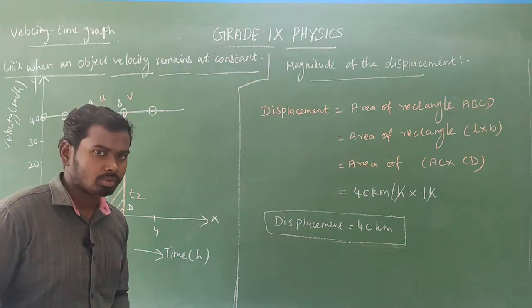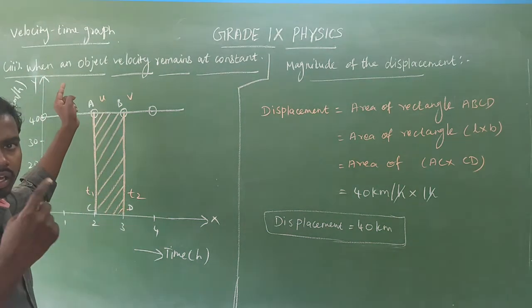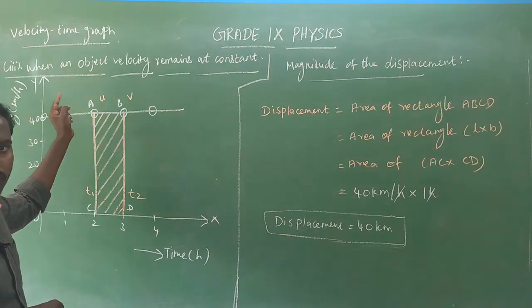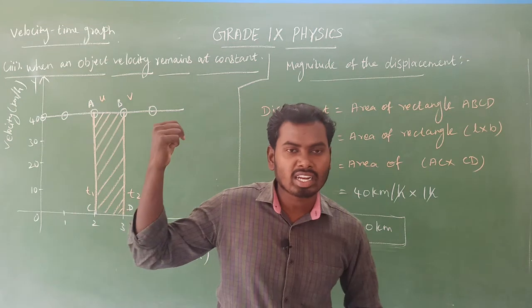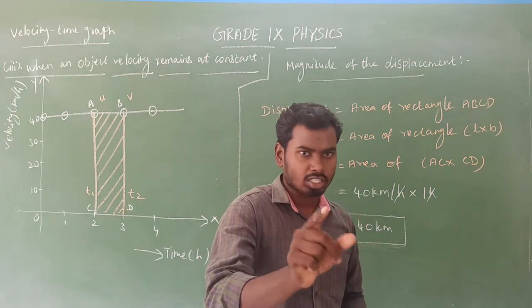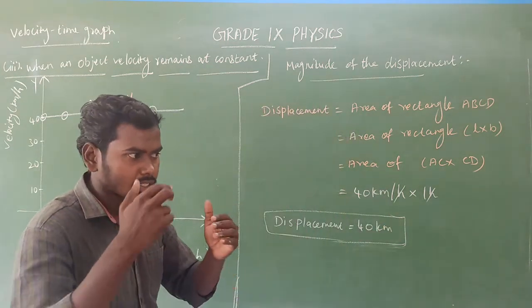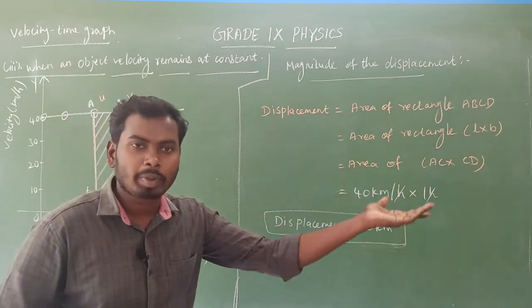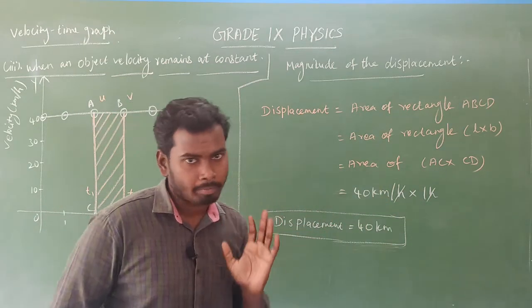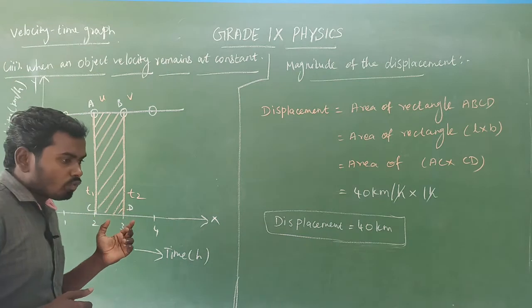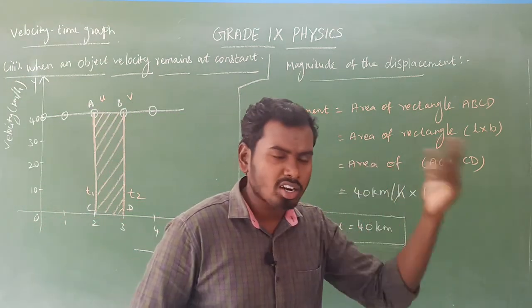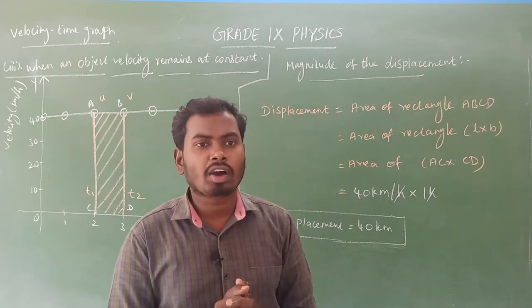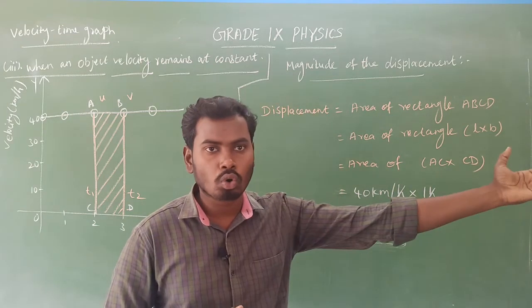Is it clear? Yes. So the third condition under the velocity time graph is when an object's velocity remains constant, or otherwise we can say speed remains constant. Is it clear? Yes, because velocity time graphs are also known as speed time graphs. Am I right? Yes. So whenever an object moves with constant velocity or constant speed, acceleration of the object will be 0.